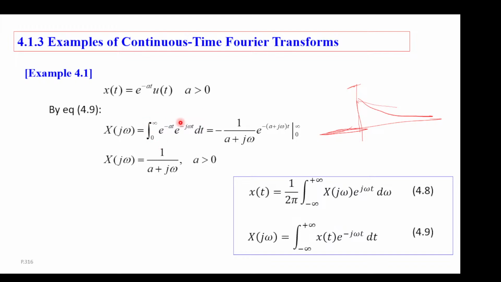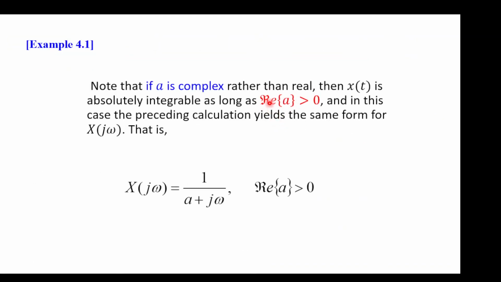If you want this to still converge, then you basically need this infinity term to be 0, and what you need is only the real part of a to be greater than 0. So if the real part of a is positive, then the integration still works through, and we get the same integration result: big X of j omega is 1 over a plus j omega. And this is actually a very useful function. We'll see this more in chapter 9, where we talk about the Laplace transform.